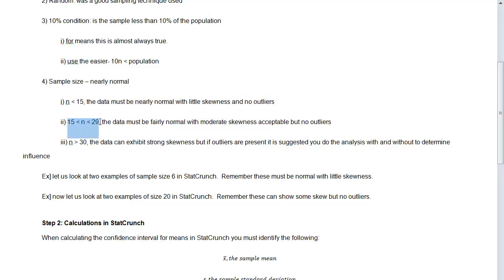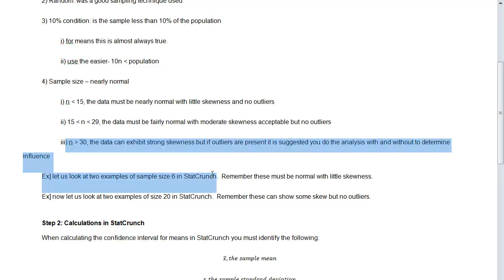And so from 15 to 29, the data can be fairly normal with some moderate skewness. A little skewness is okay, but no outliers. And then as n gets to be greater than 30, the data can exhibit some strong skewness, but if outliers are present, it is suggested you do the analysis with or without to determine the amount of influence.